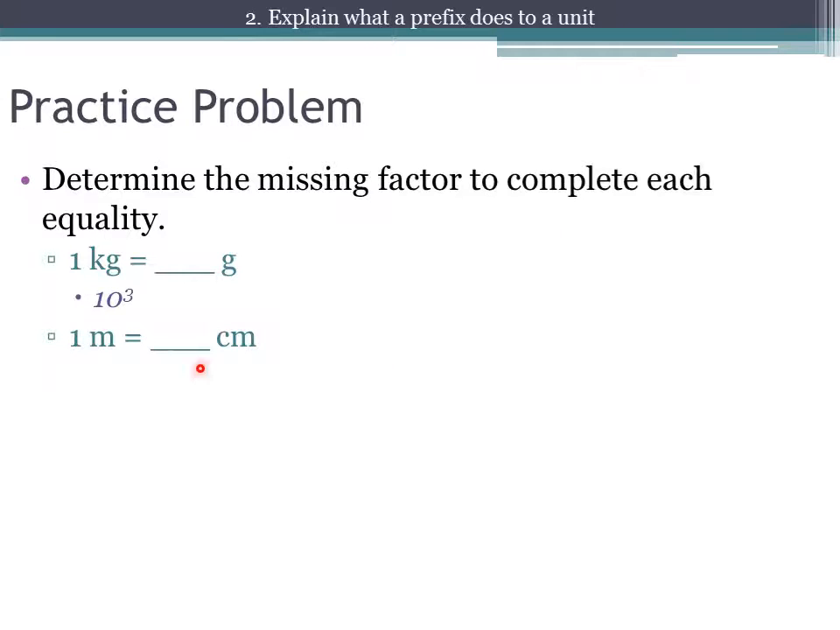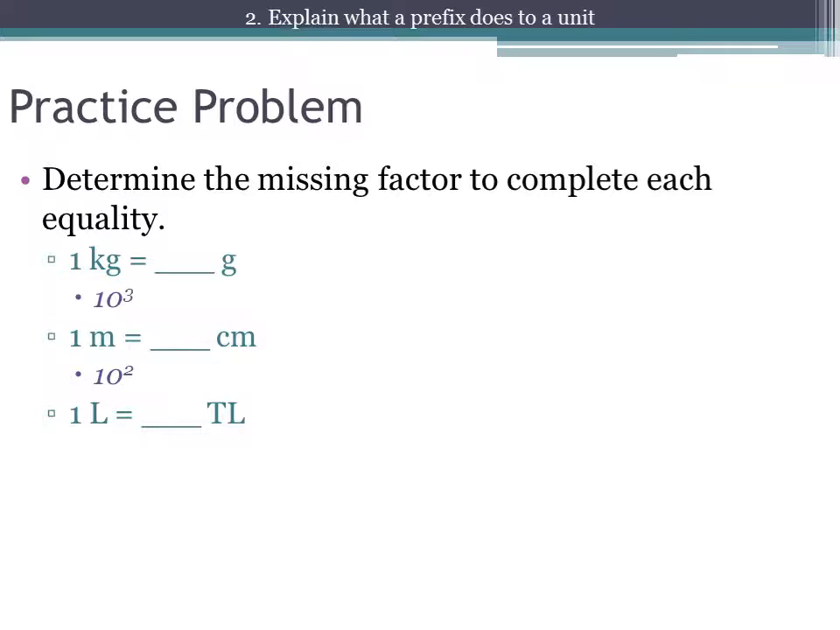Here we have 1 meter equals blank centimeters. Look up the prefix centi. It means 10 to the negative 2nd, or 100th. Now ask yourself, is a centimeter larger or smaller than a meter? Well, a centimeter is smaller than a meter, so we need more of them for them to be equal. So here it would be 10 to the 2nd centimeters. There are 100 centimeters in a meter.